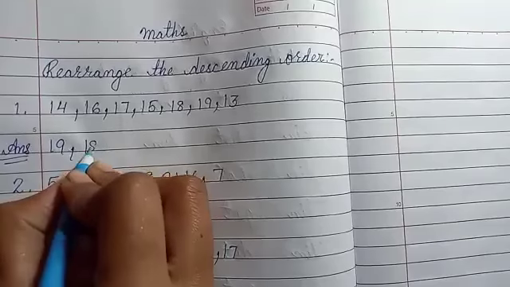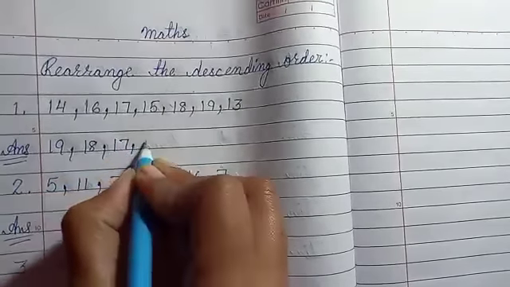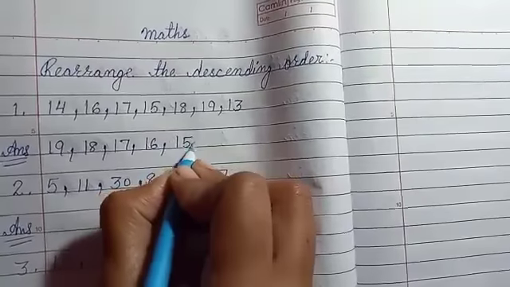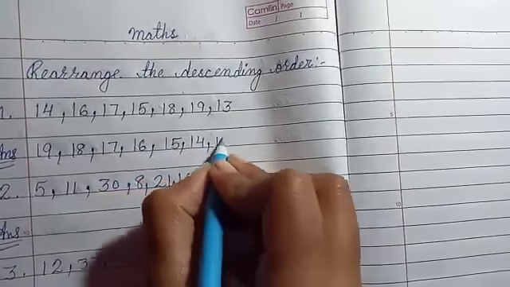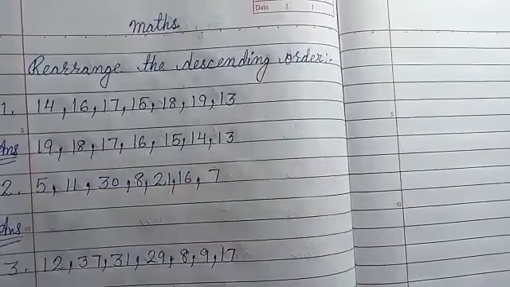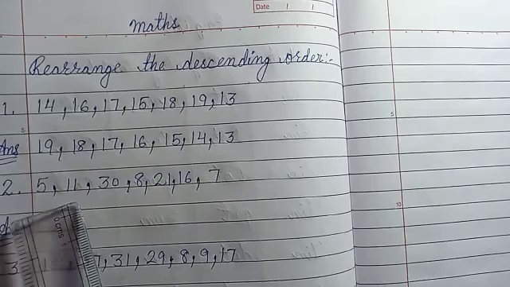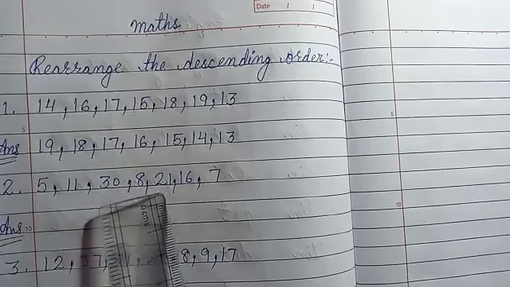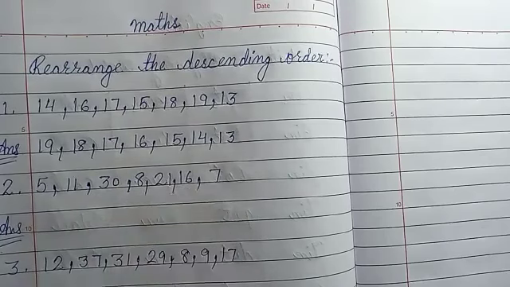Nineteen, eighteen, 17, 16, 15, 14, and 13. Next here is 5, 11, 30, 8, 21, 16, and 7.